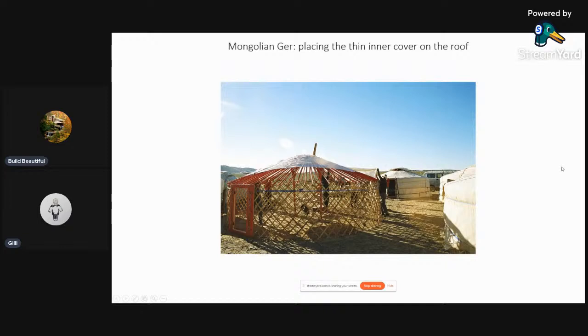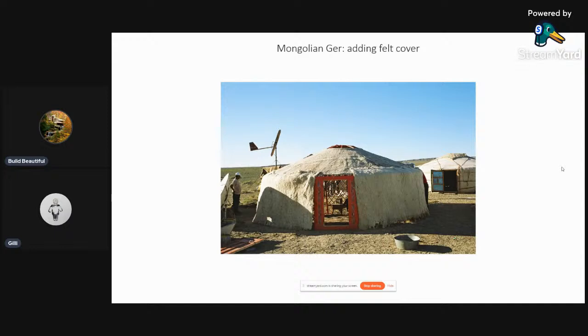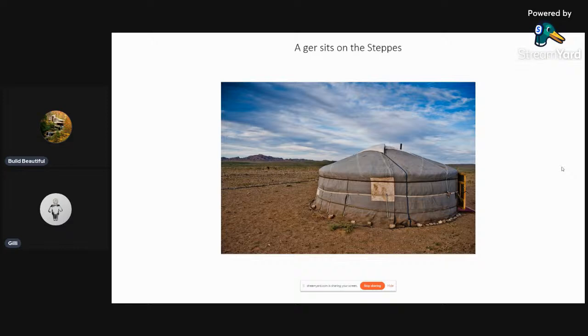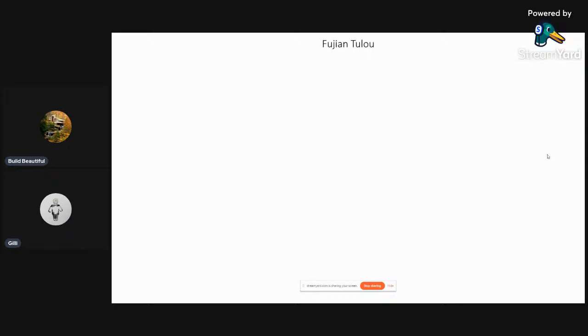So then in this one, you've got the thin inner cover on the roof. And then in this one, the felt cover is being added, and the outer cover on this one. And then I guess it's on the Mongolian steppes. So the next building we've got is the Fujian Tulou.